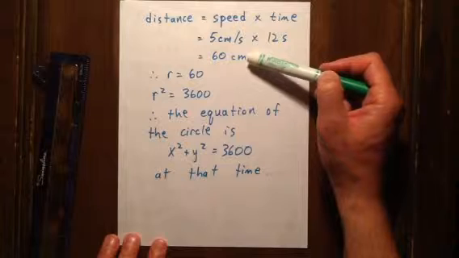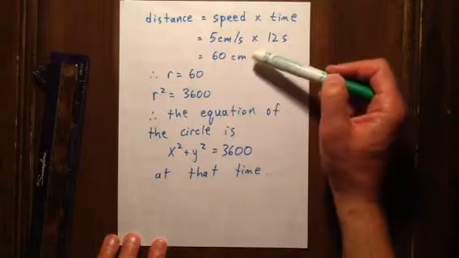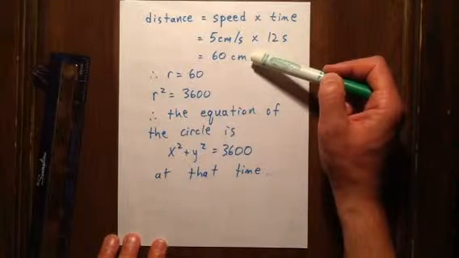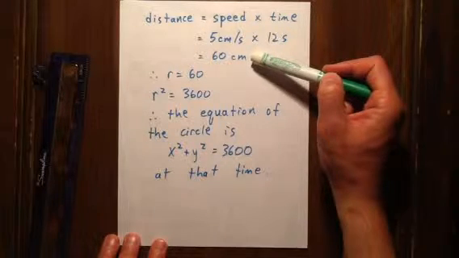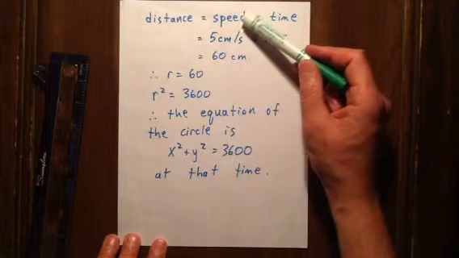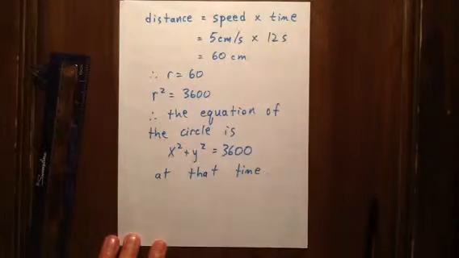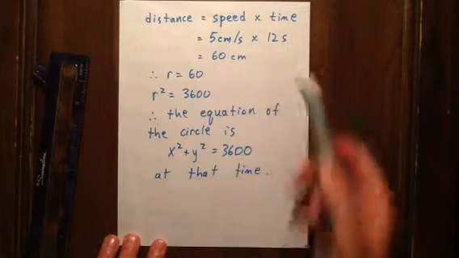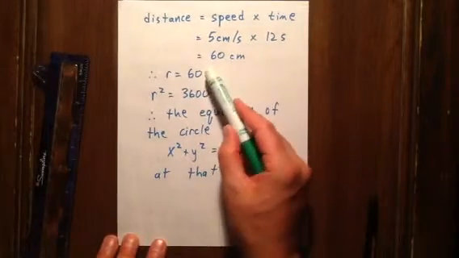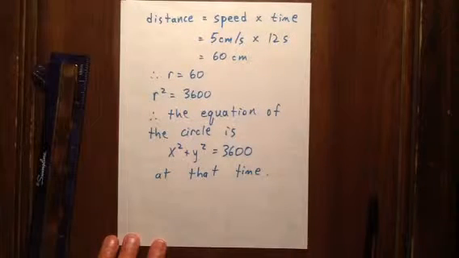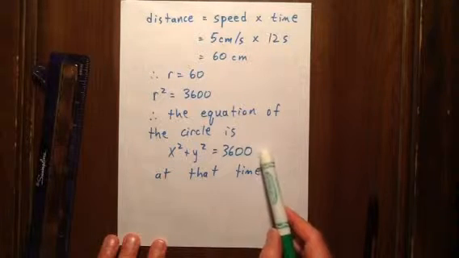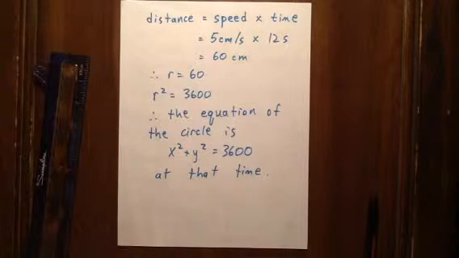Well, that's like a radius. Think of a ripple. When you throw a stone in a pond, it ripples out. Where the stone hit is the dead center of the circle that gets created. And the radius of 5 centimeters per second, moving out at a speed of 5 centimeters per second for 12 seconds, will therefore be 60 centimeters. So if r equals 60, we can say that r squared is 3600. And since x squared plus y squared equals r squared, therefore the equation of the circle is x squared plus y squared equals 3600.